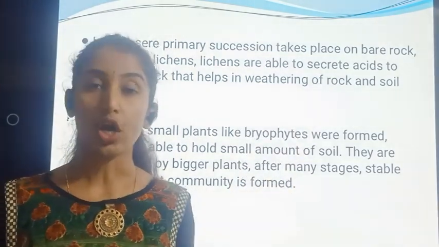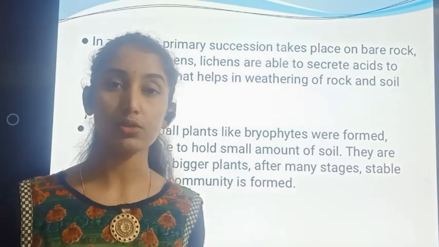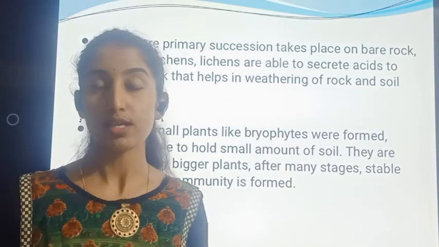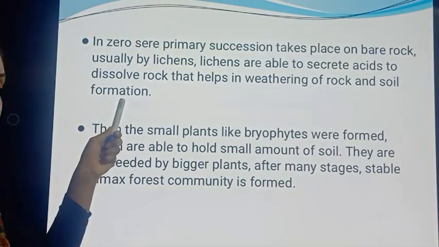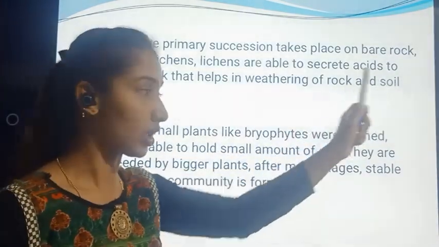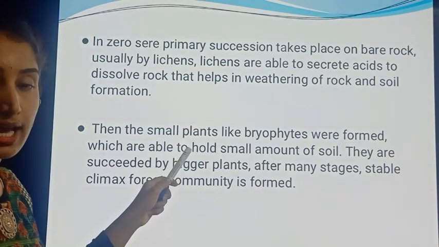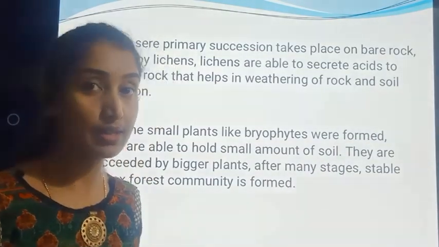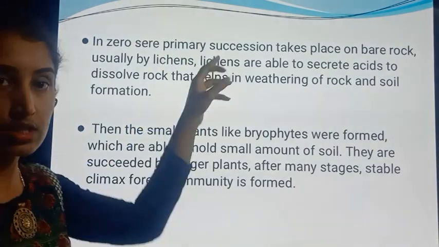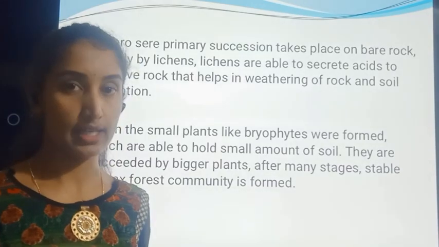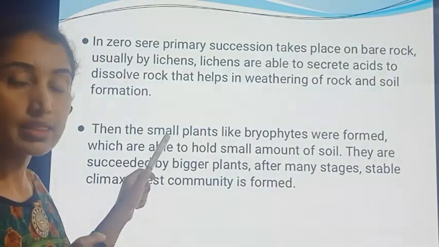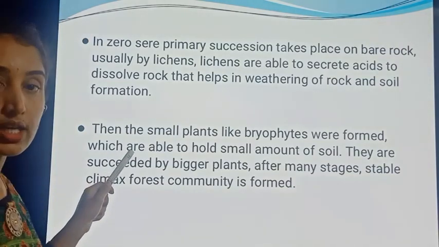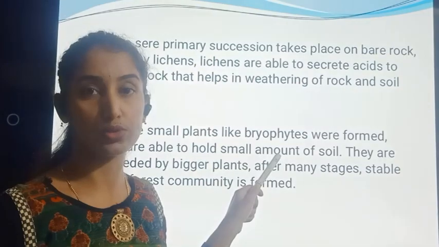That means the rock breaks down and splits into smaller stones and many other smaller pieces, and finally it leads to the formation of soil. This is how soil is formed, by the weathering of rock. Then small plants like bryophytes, like mosses, form on the soil which is primarily formed. Later, in that soil, the small plants like bryophytes developed, which are able to hold a very small amount of soil.